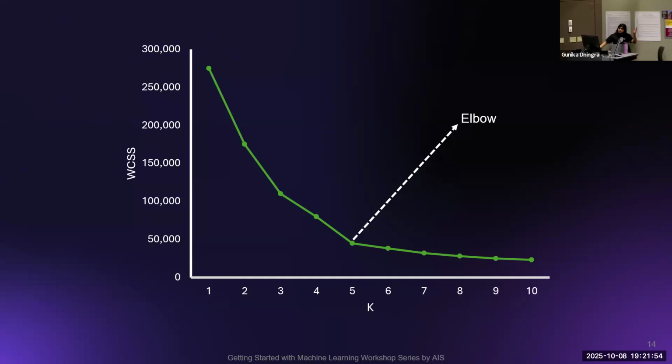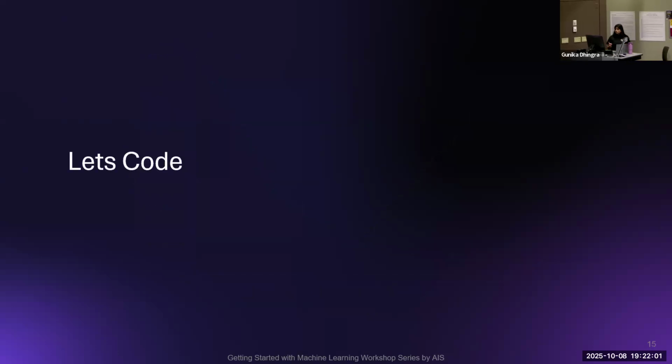So we looked at how the k-means clustering algorithm works and how the elbow method works. And I think let's just start to code this by ourselves.